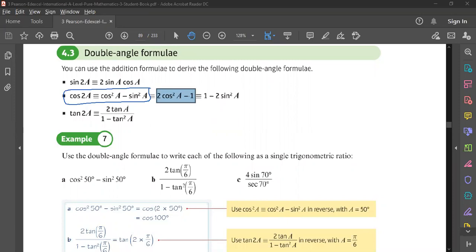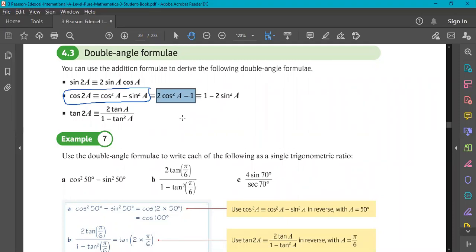I need you to prove, to continue from the point you have stopped in the first proof to prove the second rule that is marked in front of you. You see 2 cosine square a minus 1. From that rule we want to reach this one.